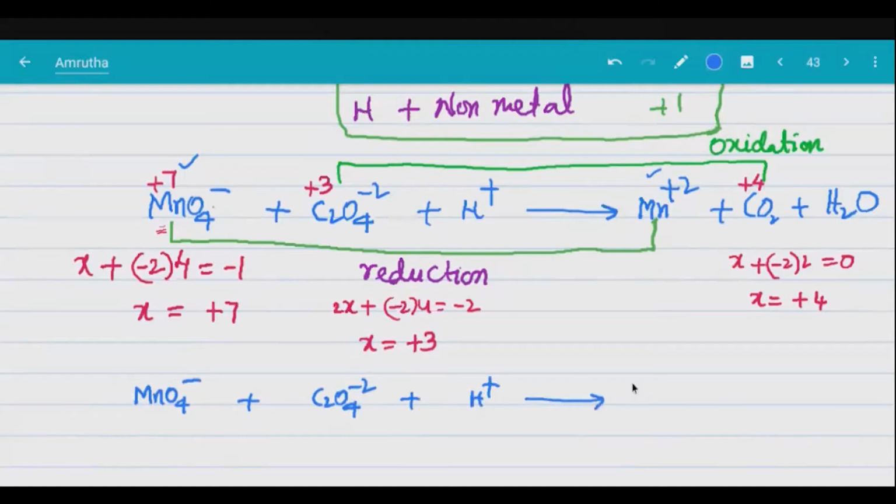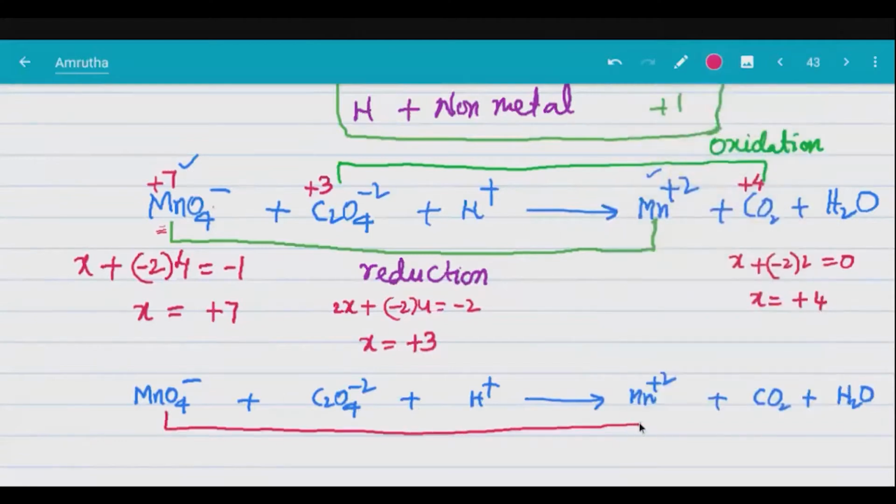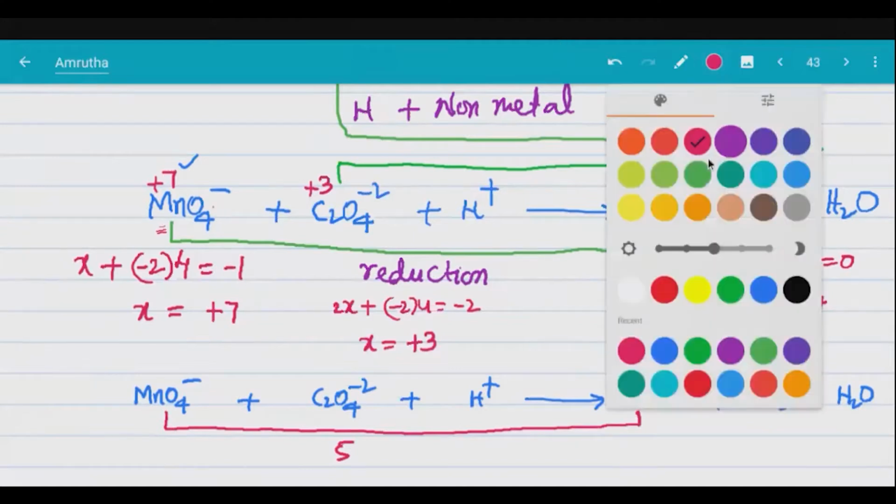We identified oxidation and reduction in the first step. Now I'll write electrons. So how many electrons here? There are 5 electrons. Good. Now oxidation, +3 to +4. For C2O4 minus 2, how many electrons? Can you tell me how many electrons now?